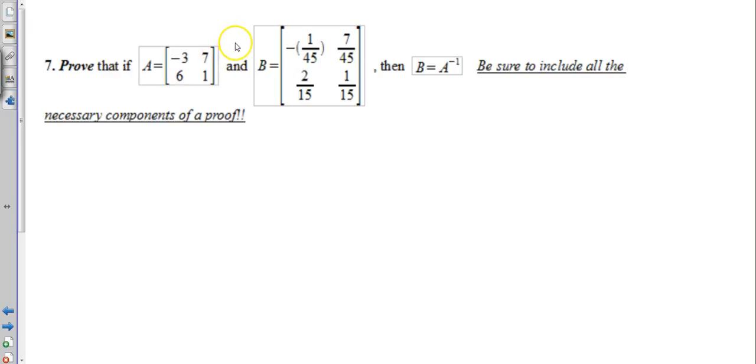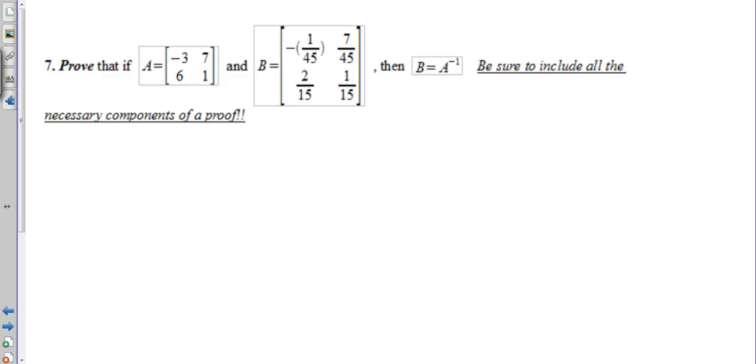Okay, so here we've got a problem where essentially we're going to look to prove that these two matrices are inverses, and that's really what the problem states. Prove that if A equals this and B equals this, then B is the inverse of A, and we've got to make sure that, because it's a proof, we include all the necessary components.